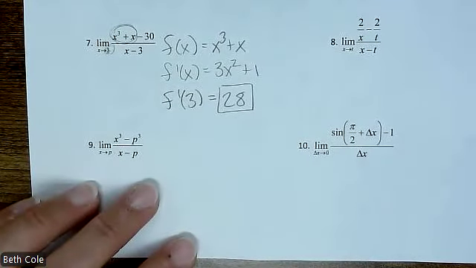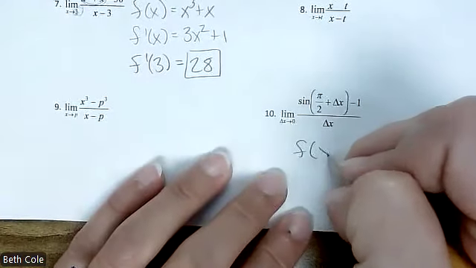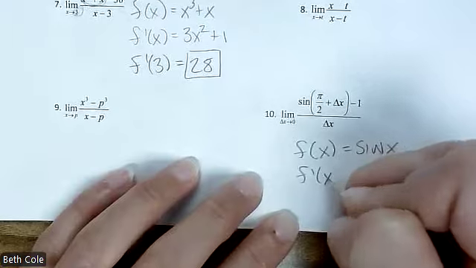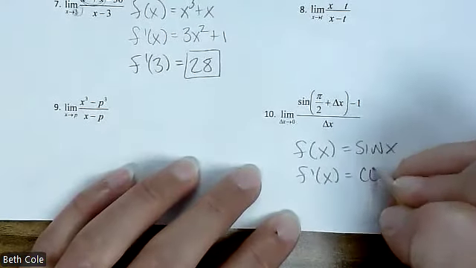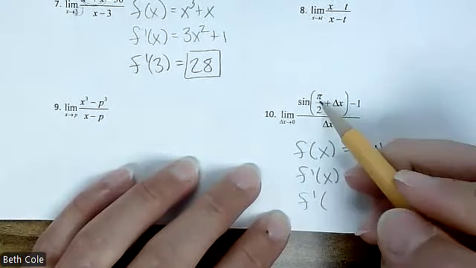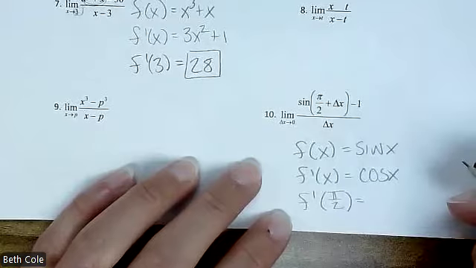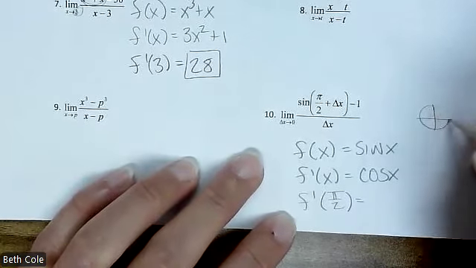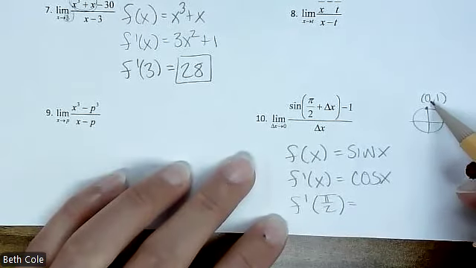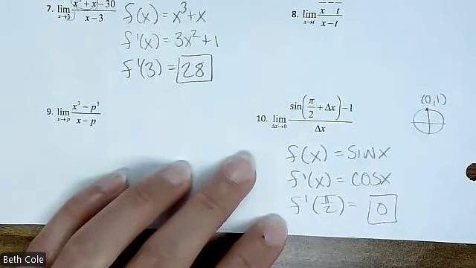All right, and then maybe I'll do the trig one down here. So your function is sine of x. Your derivative of sine is cosine. And then the number that you're plugging in is pi over 2. So on your unit circle, pi over 2 is up at the top. Here, I'll draw you a picture. It's going to look like this. Cosine is the x part of the point, which is 0. So 0 is your answer to that.